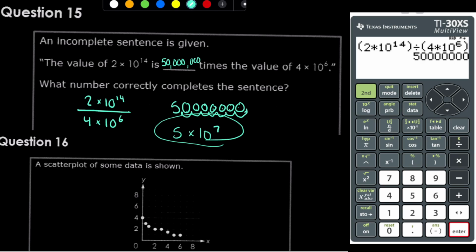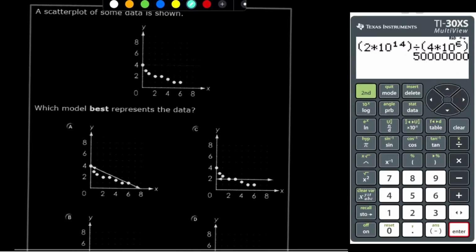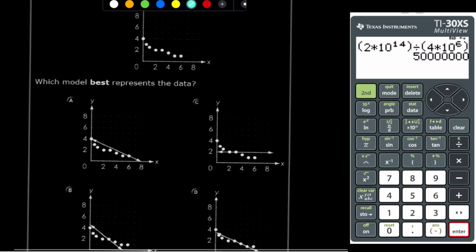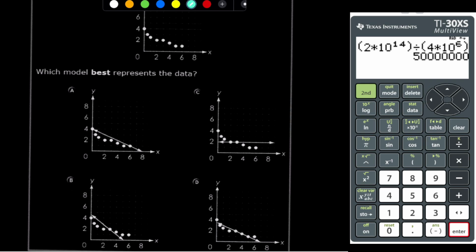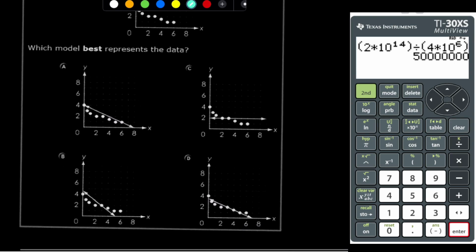All right. Let's go to question 16. A scatter plot of some data is shown. What model best represents the data? So what this is looking for is what we call a line of best fit. And the way a line of best fit works is that the goal is to try to get a line that is as close to as many points of the data as possible. What it's trying to do is predict what the slope of the line would be if it wanted to model it as a linear equation. So all you're looking for is which of these has a line that's about the average of the points.